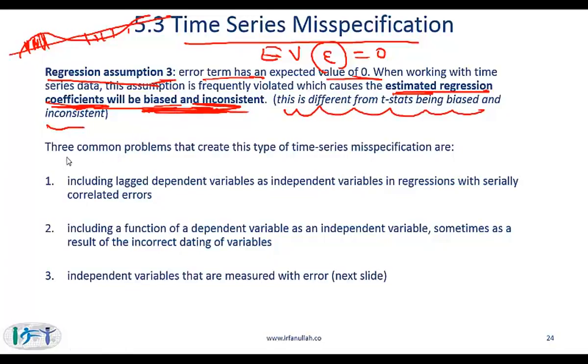Okay, so I've actually put that over here, but this is testable. Because again, you can easily see two analysts discussing a regression and confusing whether it is the t-stat which is biased or the actual coefficient which is biased. So very testable. Three common problems that can create this type of time series misspecification are given right here, including lagged dependent variables as independent variables in regression with serially correlated errors. So this is a classic issue, and how we deal with this comes in the next reading on time series.